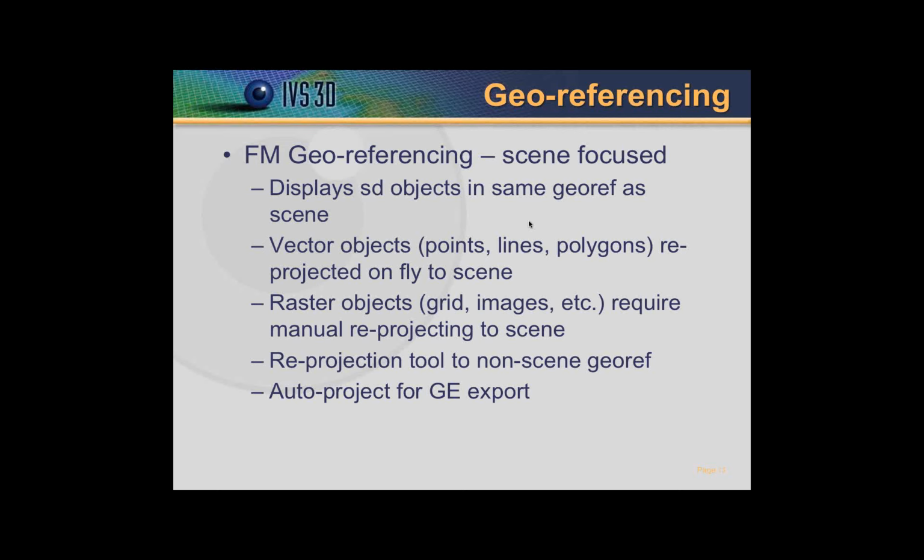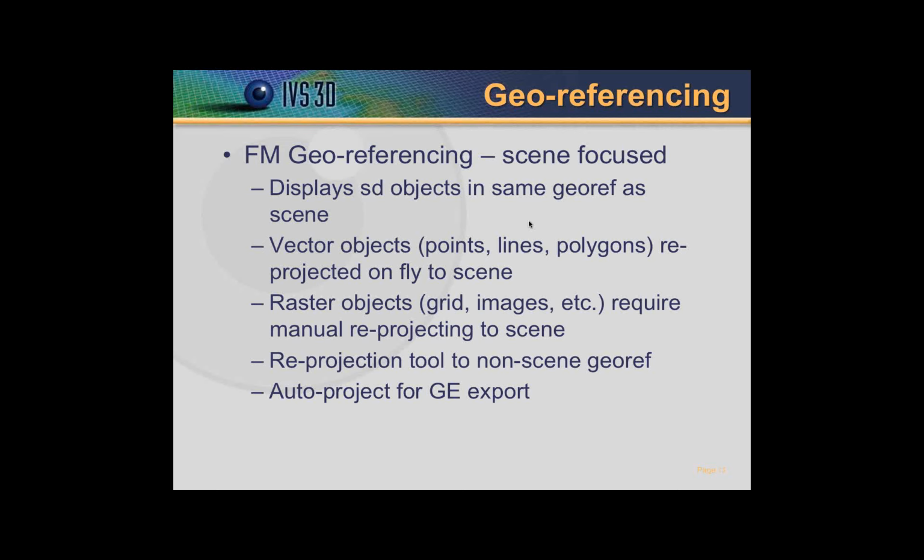If it's a raster object, a grid or an image, it won't display, but now there's a warning that says this data object is undisplayable, and the 3D bounds of that object, a box, will appear where it would display if it was projected into the scene. The second type, vector objects like points, lines, and polygons, actually get projected on the fly into the georeferencing of the scene, so you'll see those as well. But natively, the object stays in its original form.